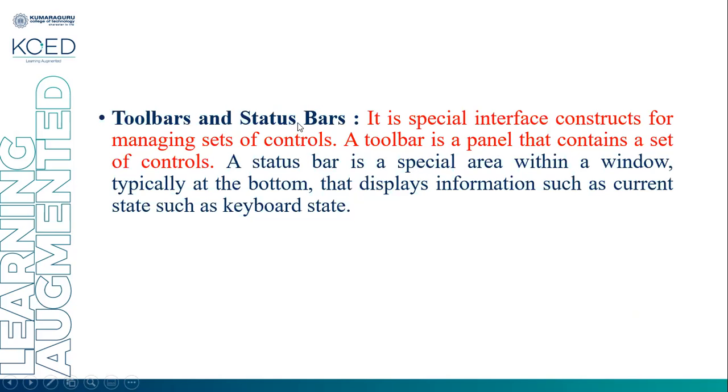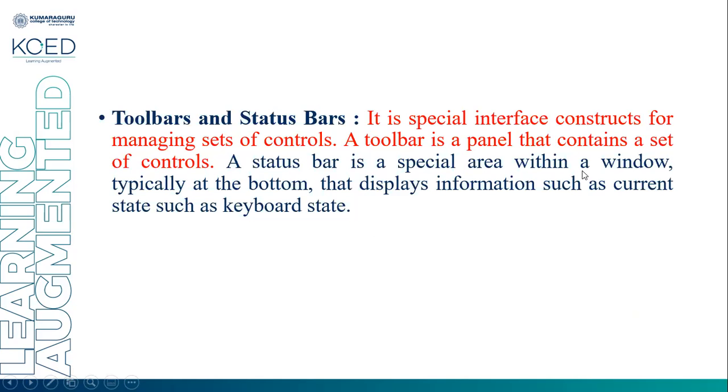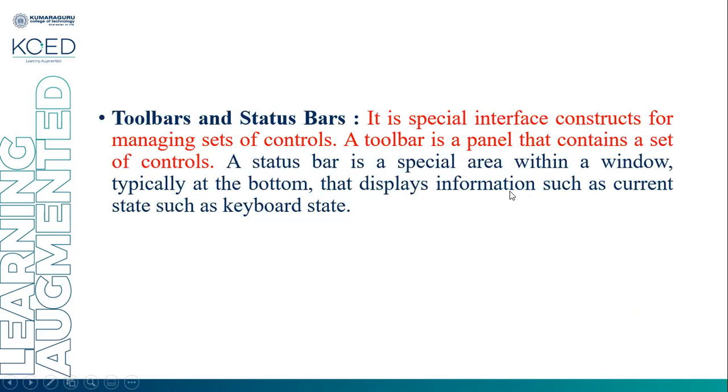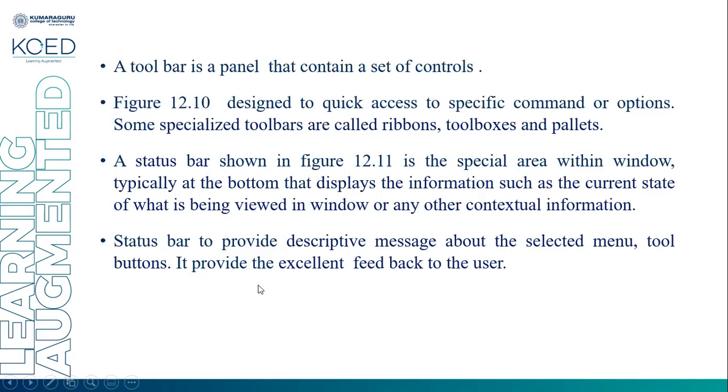So this is a toolbar, which contains a set of controls. A status bar is a special area within the window, typically at the bottom, that displays information such as the current state, like the keyboard state.